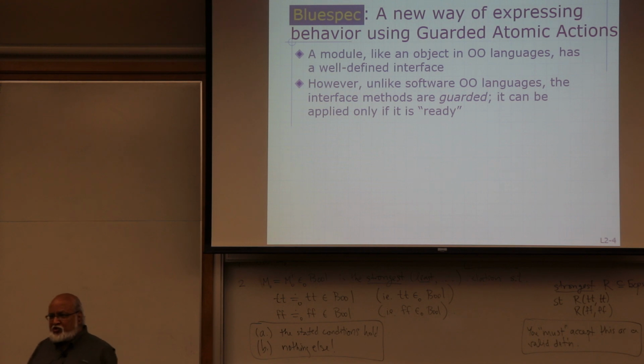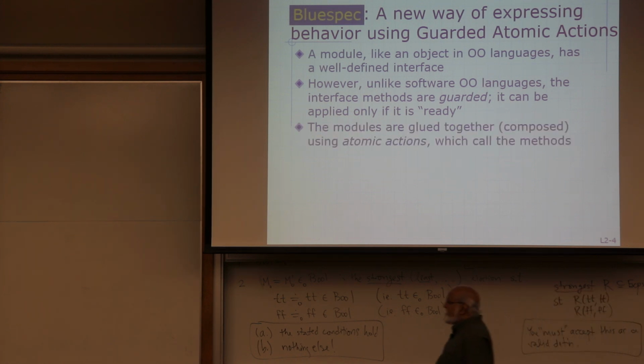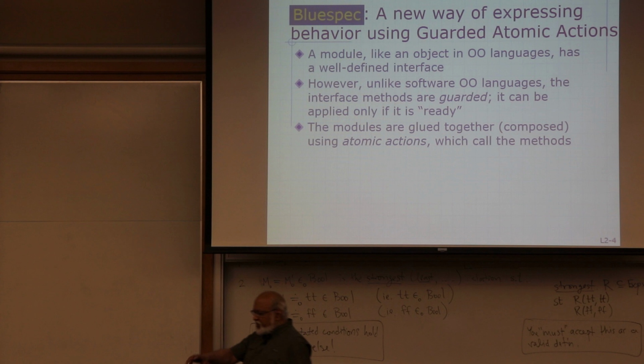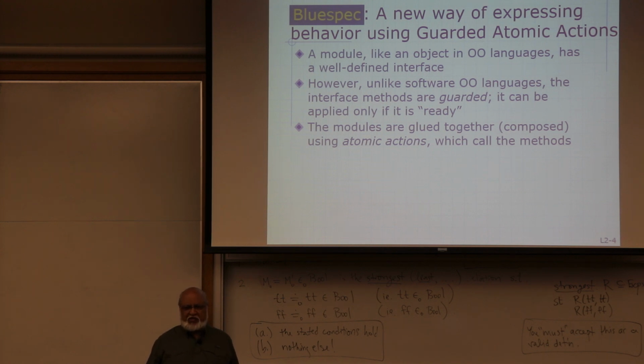And remember, we don't want to look inside the object. So we have a guard coming out which says, this method is not applicable right now. So that's the second idea, that methods are guarded. A method can be used only if it's ready. And the third thing is, now I have various modules. How do I connect them together? And that's where guarded atomic actions come into the picture.